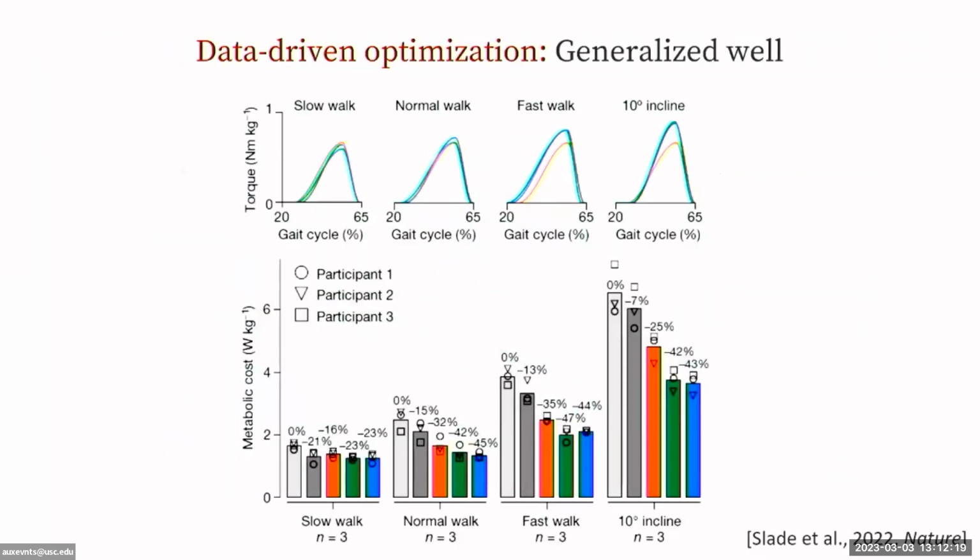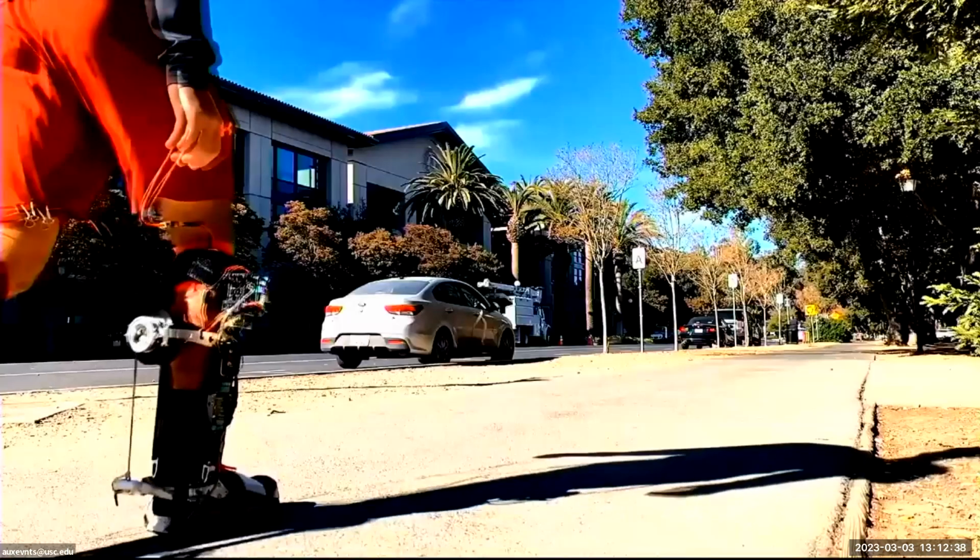And to our surprise, these models generalize pretty well across a wide range of behaviors. So this is walking slowly at 0.75 meters per second up to 1.75 meters per second and uphill on a 10-degree grade. And the data-driven optimization was equally effective as direct metabolic optimization.